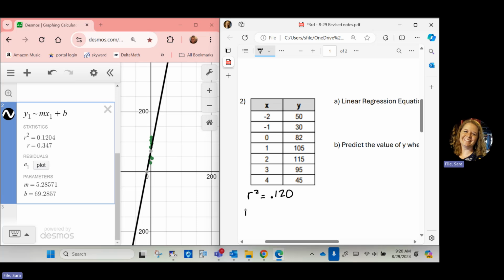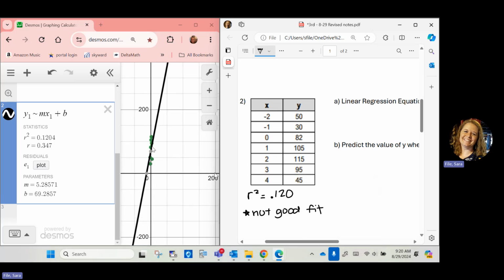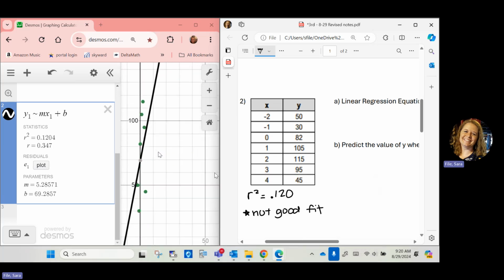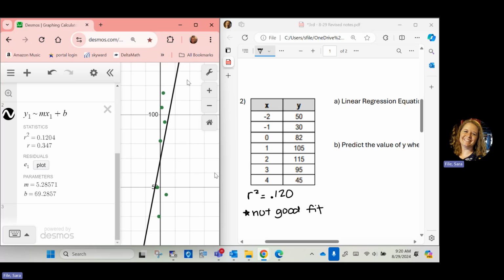Okay, so I'm going to make a note. Again, this is not a good fit. Okay, we'll go ahead and write our equation based on the m and the b that they give us, but you can see here, look at our graph. Look at this scatter plot. Again, this line of best fit, it barely touches like one of those points, okay? It is not a very good representation, okay, of this data.